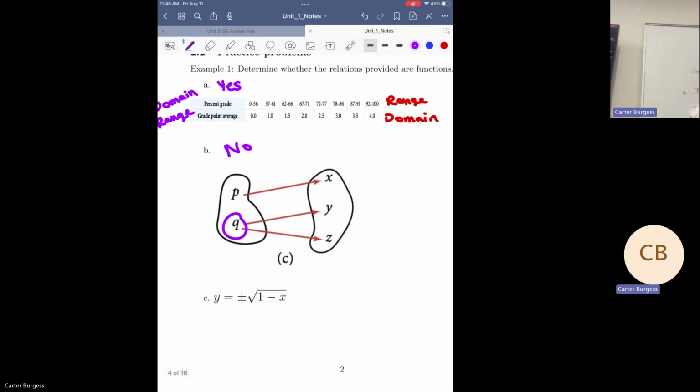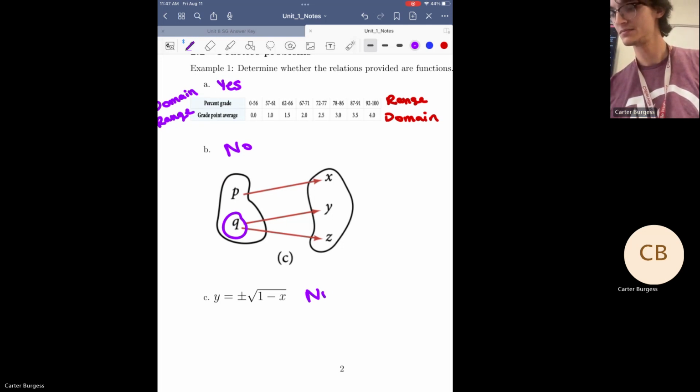Okay. And what about for C? We've got plus or minus the square root of 1 minus x. This one. Yeah, because of the plus or minus. If we plug in something like 0, we'd get plus or minus 1. It's either positive 1 or negative 1. The fact that there's an or in my answer means that this is not a function. Absolutely. Fantastic. Yes.